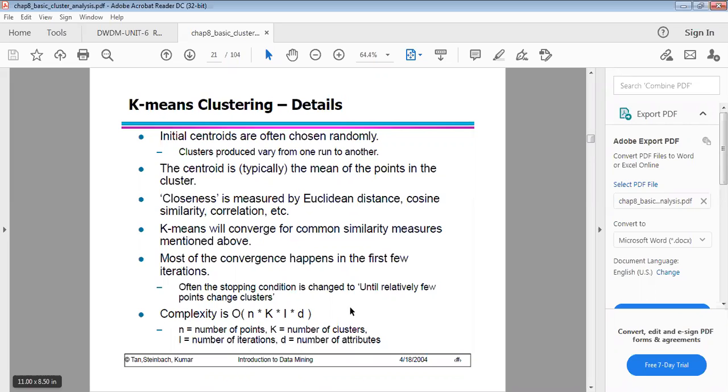For example, here you have to consider the complexity of this K-means algorithm, which is order of n into K into L into D. Here n means the number of points, K means the number of clusters, L means the number of iterations, and D means the number of attributes. So by using this order of n into K into L into D, you can find out the complexity of the K-means algorithm.